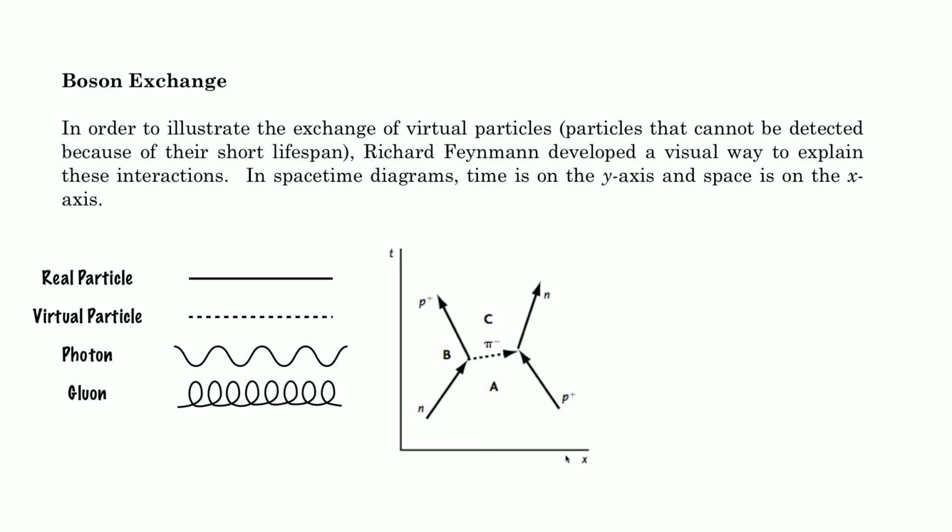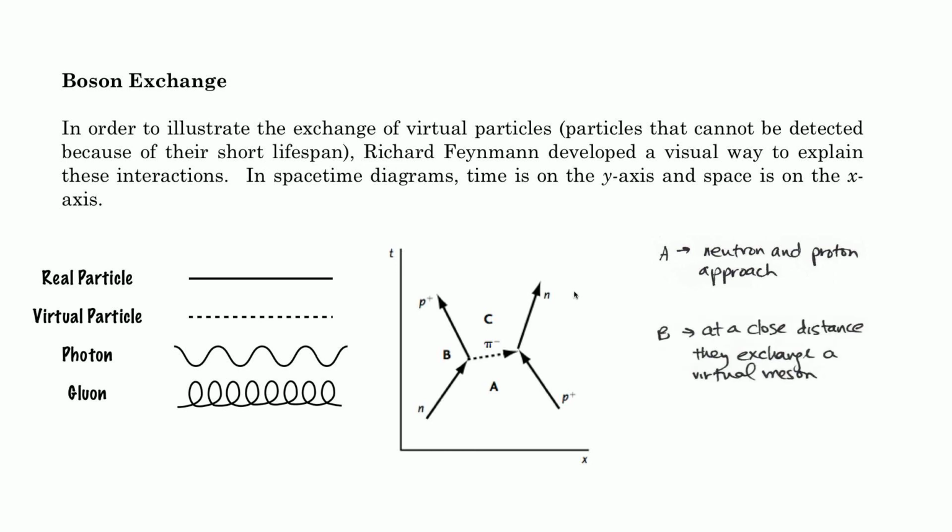near. They get closer in space. And then at some time, they share a virtual pion. And then a proton and a neutron emerge. So here at position A, a neutron and a proton approach. And then at position B, at close distance, they exchange a virtual meson, or a pion. In this case it's a pion, but we'll just say it's a virtual meson. And then a new proton and a new neutron recoil and go their own separate ways. So this would be one type of interaction.